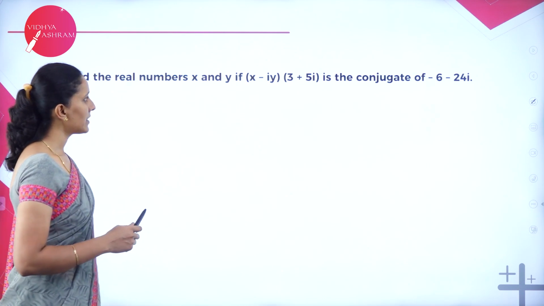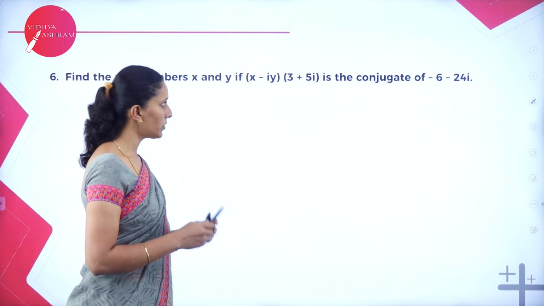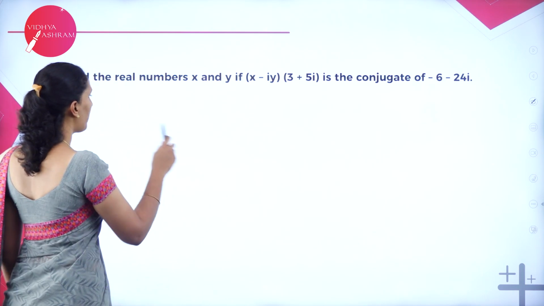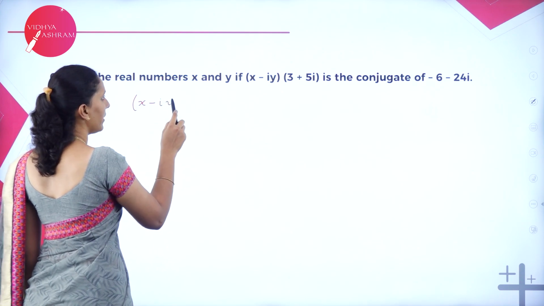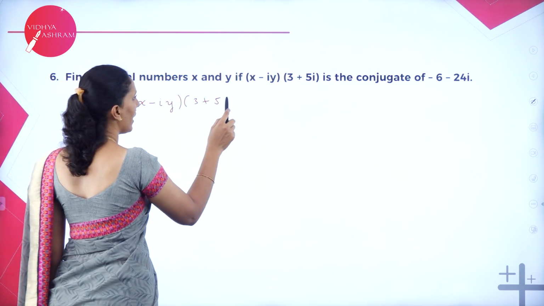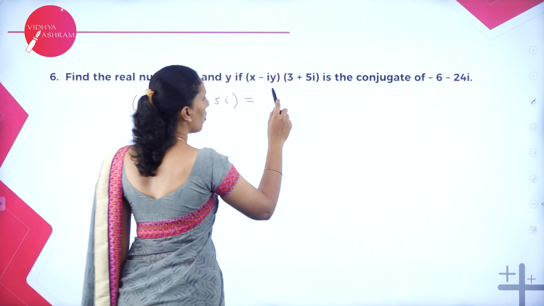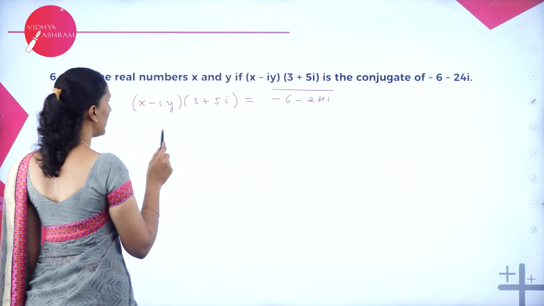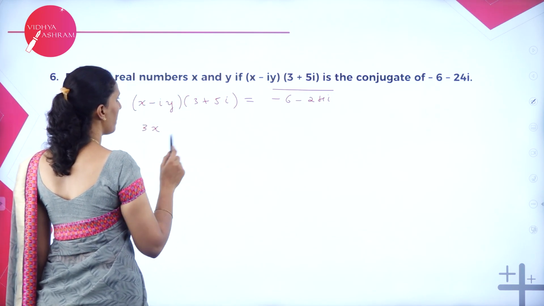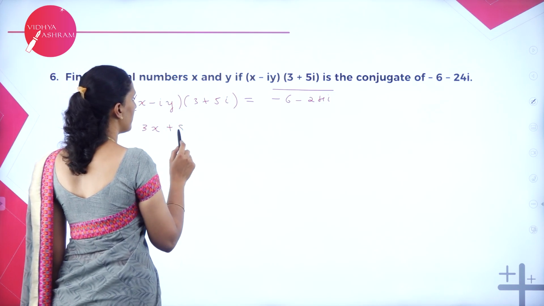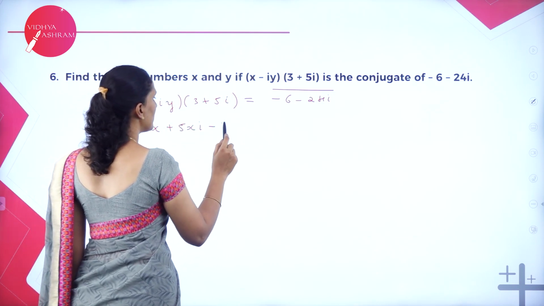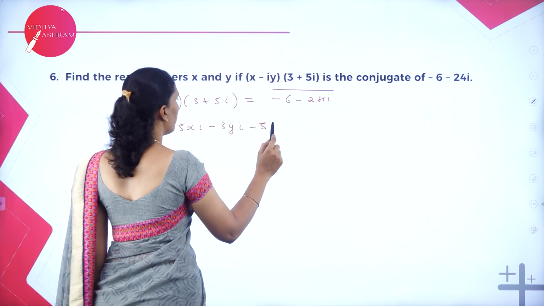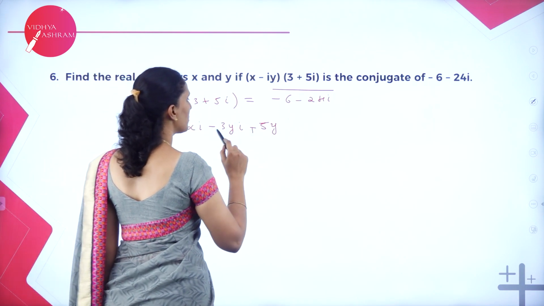Next, find the real numbers x and y if (x − iy)(3 + 5i) is the conjugate of −6 − 24i. See, the product of (x − iy) and (3 + 5i) is equal to the conjugate of −6 − 24i. So first let us multiply this. We will get 3x here. Next we have 5xi, minus 3yi. Next we have minus 5yi², which becomes plus 5y.